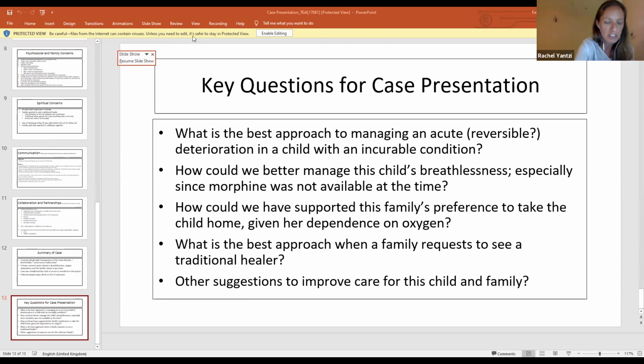I guess, just one thing Megan was asking, did the baby live after discharge? Unfortunately, by the time they went home, my understanding is that the child died very quickly after going home, potentially even on the way home, because they left when she was very close to end of life.